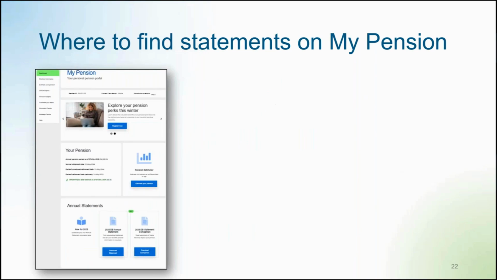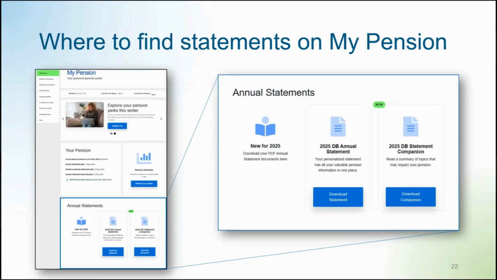Members will be able to view their statement in My Pension in the Annual Statements section. Both the 2025 statement and the statement companion will appear there for all members. Members who have registered for the portal and have provided an email address will receive a notification that their statement is available in My Pension.